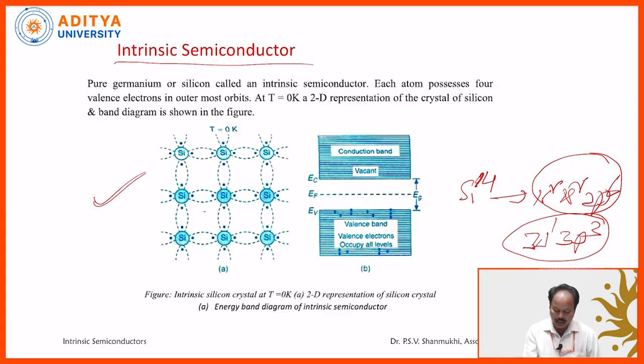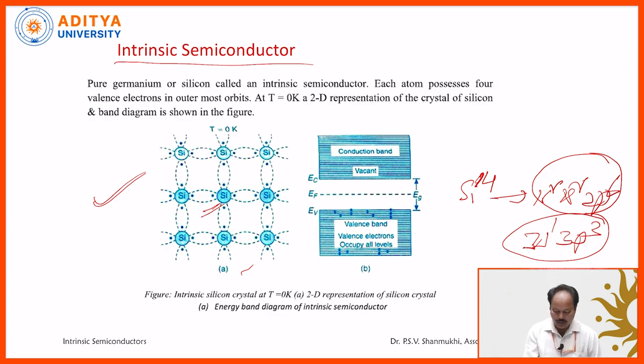Observe, each silicon atom contains 4 valence electrons. These electrons are forming 4 covalent bonds with the neighboring silicon atoms. So this figure A represents the crystal structure of silicon. In the same way, in germanium also, each atom contains 4 valence electrons, participating in 4 covalent bondings. That's why there are no free electrons in the silicon crystal.